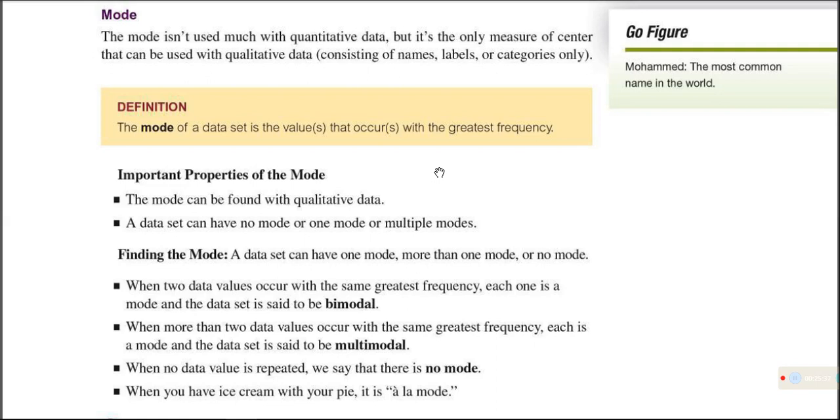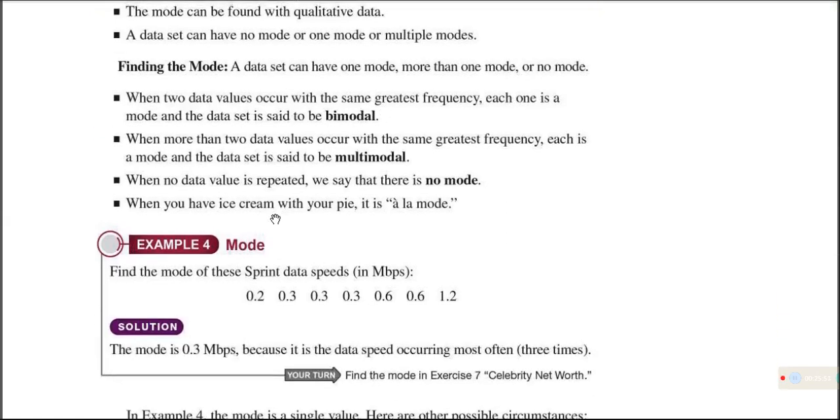Ito ay paramihan lang. Kung sino yung pinakamaraming beses nag-appear dun sa iyong dataset, siya ang mode. Important properties of the mode can be found with qualitative data, and a dataset can have no mode or one mode or multiple modes. How do we find the mode? Magtali ka lang. Kung sino yung pinakamaraming beses lumabas, siya na yun.